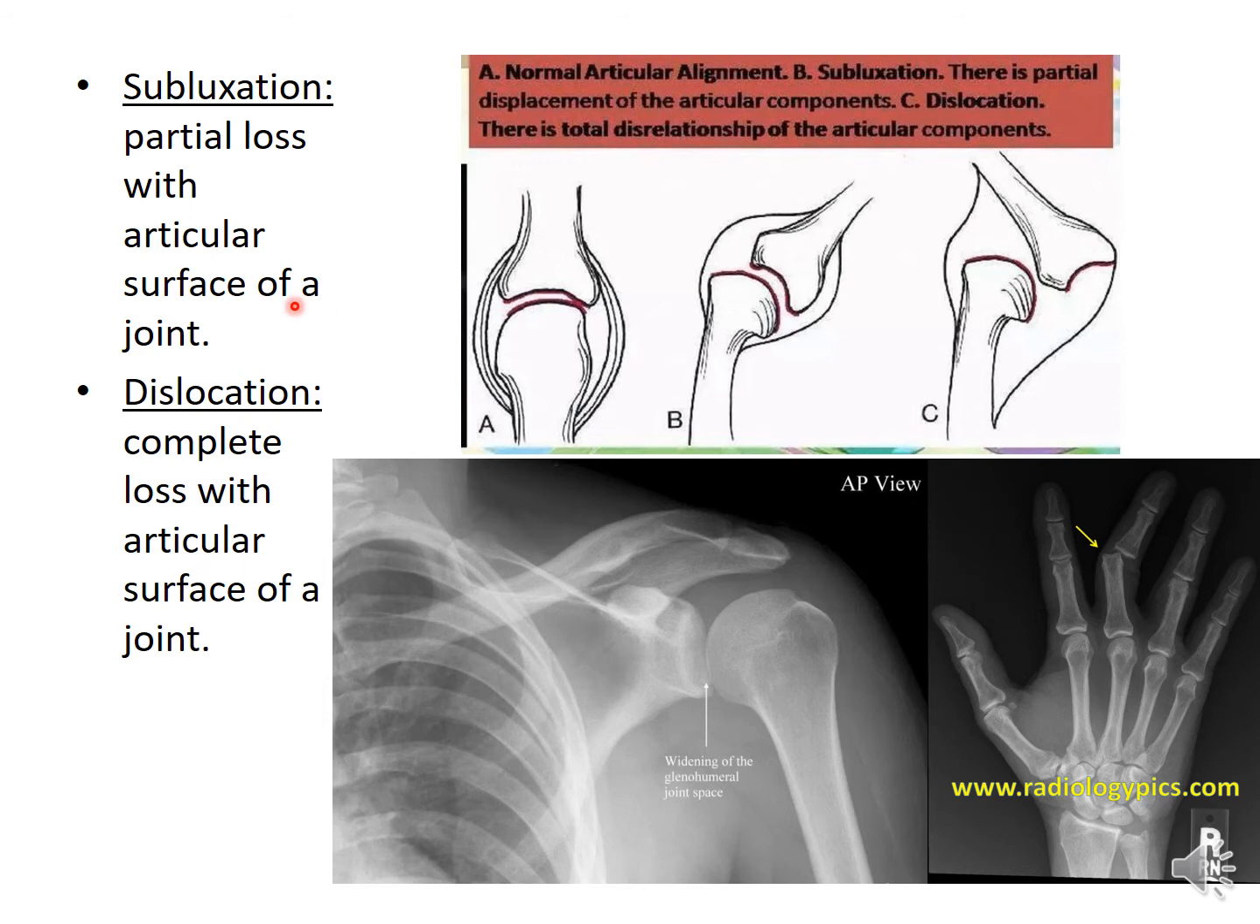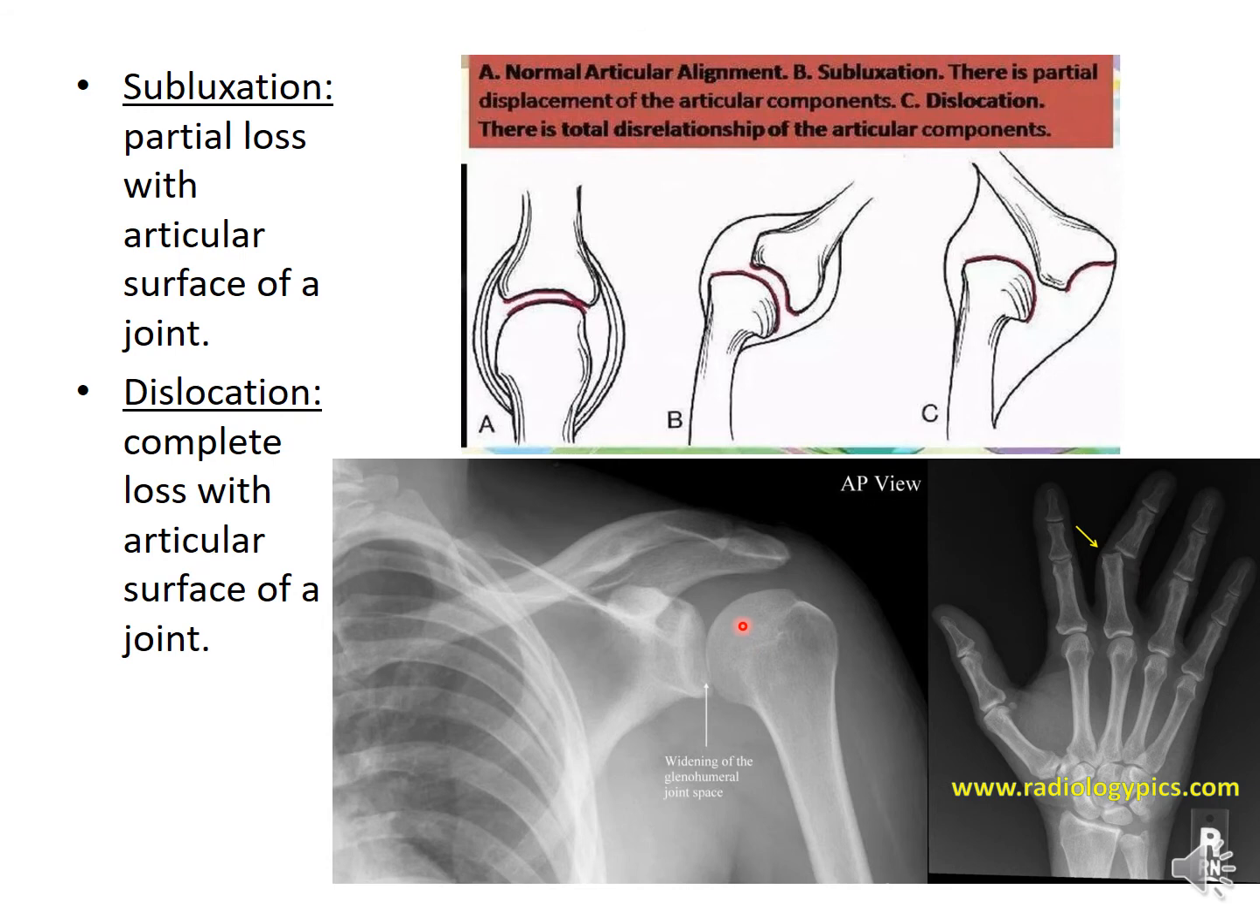Next, subluxation. Subluxation means there is a partial loss of the articular surface of the joint. In the joint, the bone has not been displaced. It is within the articular surface only. It just gets subluxated, while dislocation means there is a complete loss of the articular surface of the joint.